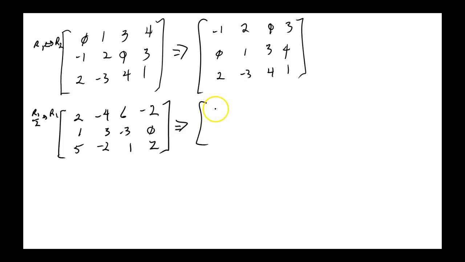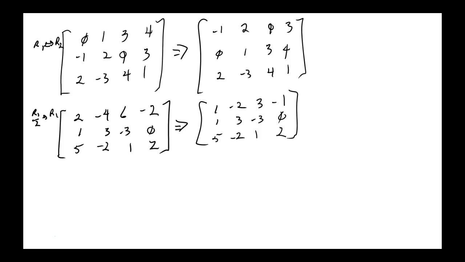1, negative 2, 3. Right. And then 1. Negative 1. And then you could write down your second row, 1, 3, minus 3, 0. And your third row, 5, minus 2, 1, 2. I hope that's a 2 and not a Z. Okay. Yeah. You've done it.